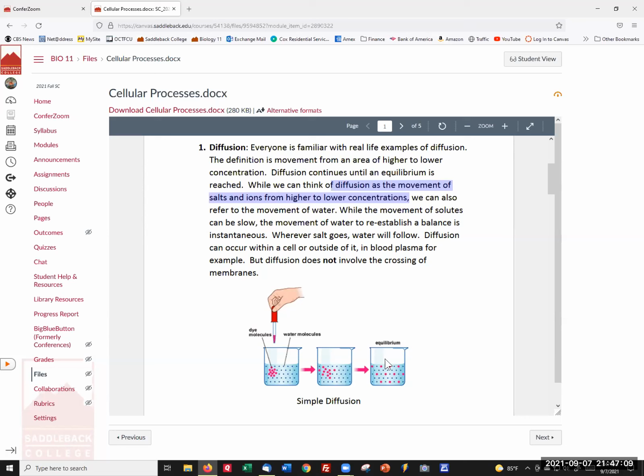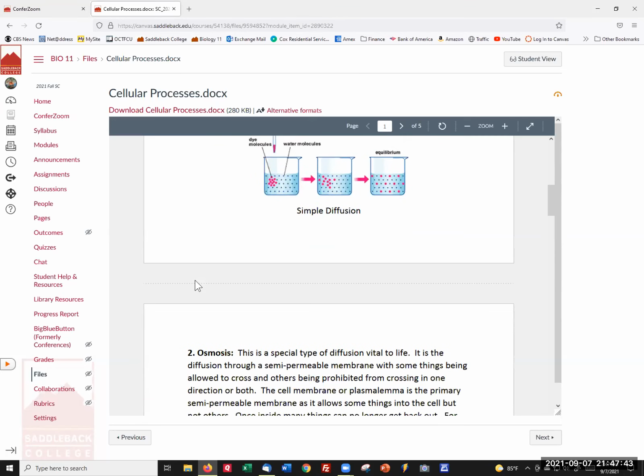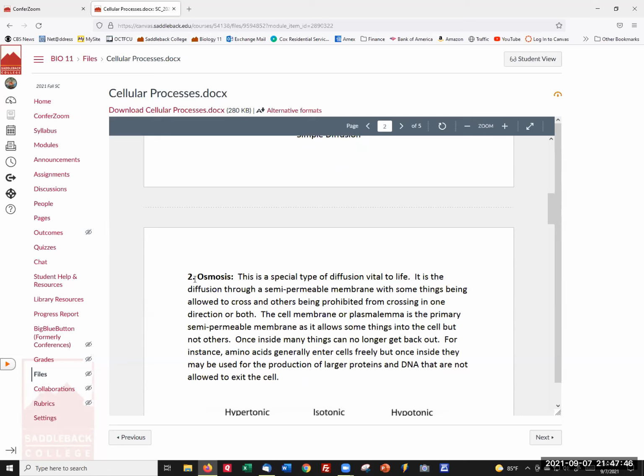Diffusion happens everywhere, inside the cell, outside the cell, but it doesn't happen through the cell. Diffusion does not leave the cell if it's happening inside or outside. It does not cross the plasma lemma or the membrane. I think if my biology teacher had made that clear, I wouldn't have had so much trouble with the second one. But now it's a snap.